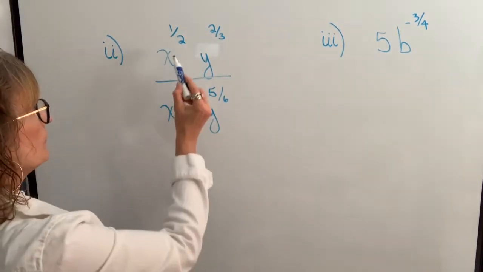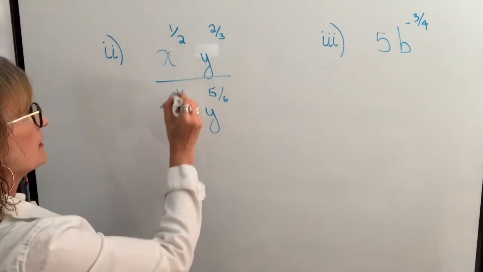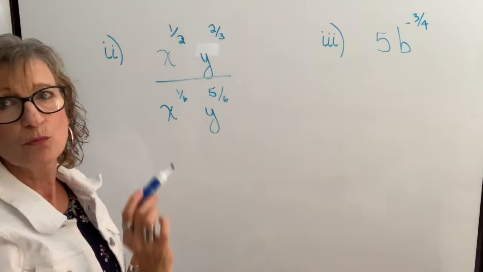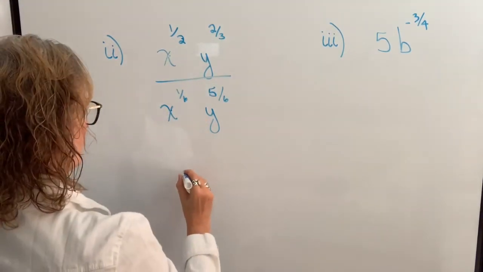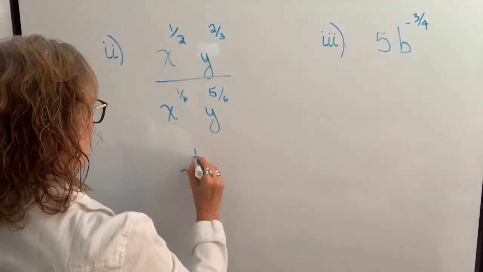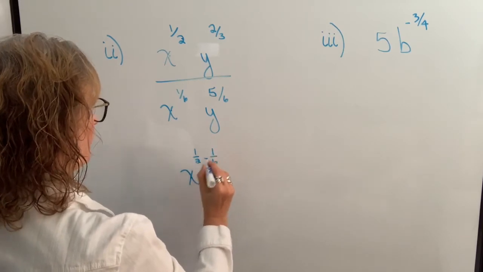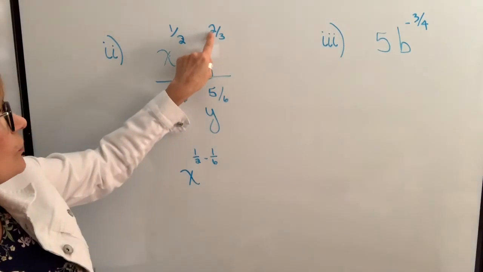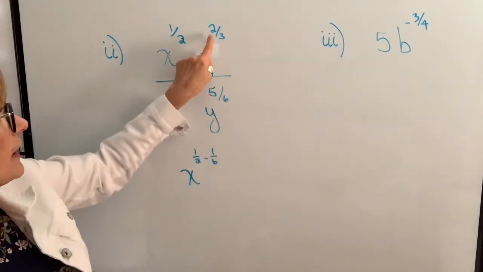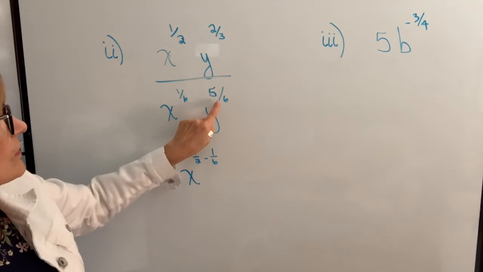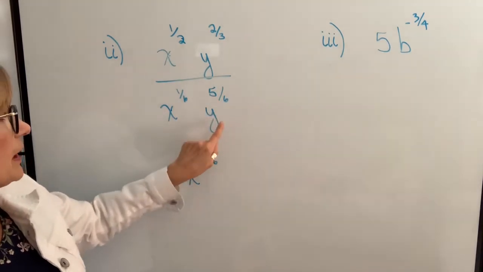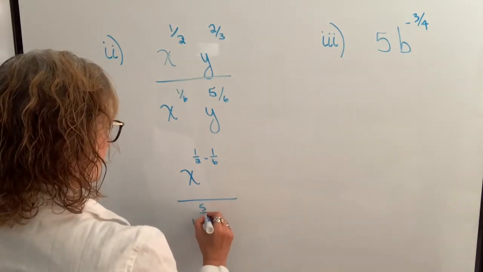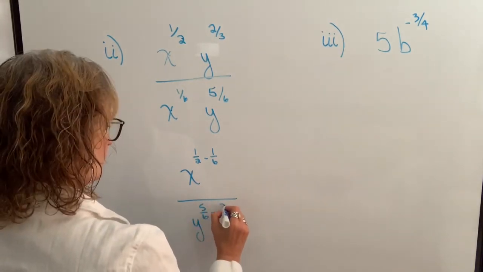But we're dividing two powers that have the same base. Therefore, I follow that rule. And because 1/2 is larger than 1/6, I'm going to keep x in the numerator. So x will be to the power of 1/2 minus 1/6. Then I look at my exponents for y. Here it's 2/3, here it's 5/6. This is equivalent to 4/6, so the 5/6 is larger, so I'm going to keep y in the denominator. So it will be y to the power of 5/6 minus 2/3.